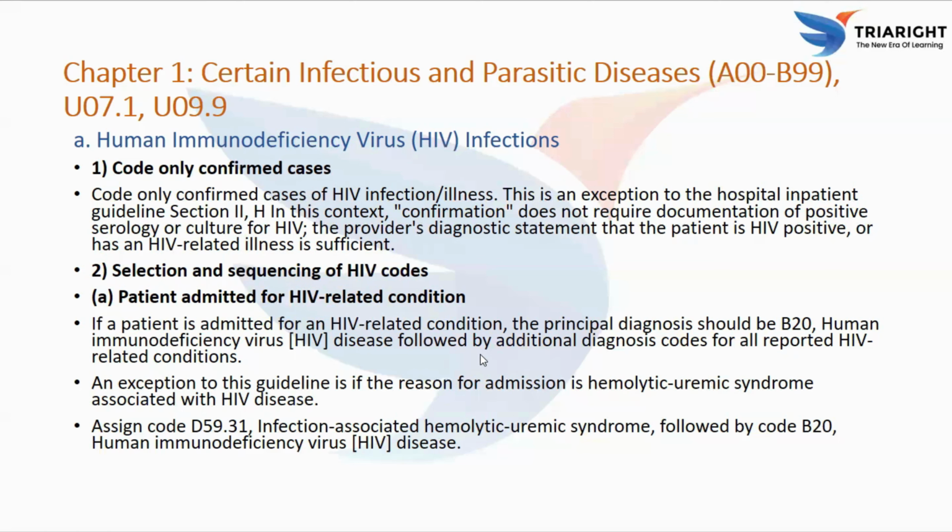So provider documentation controls coding. Labs are not required to code HIV. The provider's words are enough. So never use Z21 once B20 has ever been assigned, because the patient has already progressed to AIDS or HIV disease.